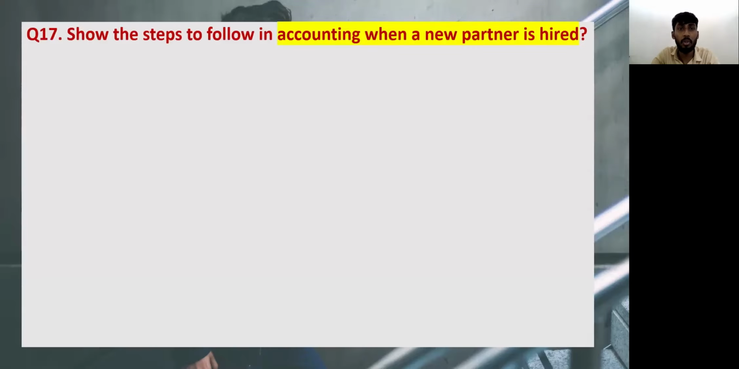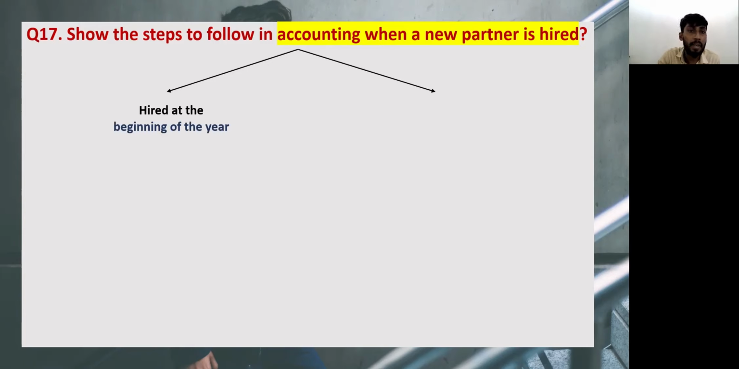Now we are moving to another thing. The last 2 things, my dear students. How to do the calculations when a new partner is hired. Let's learn how to do that. This hiring can happen at the beginning of the year or at the end of the year.